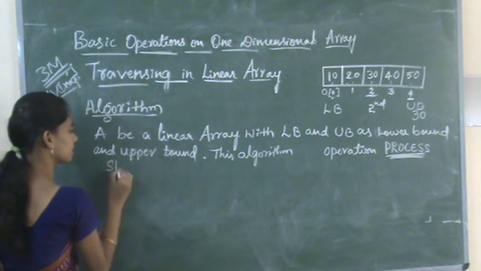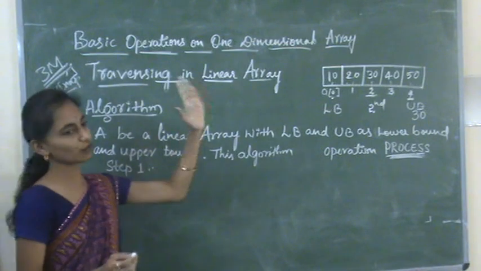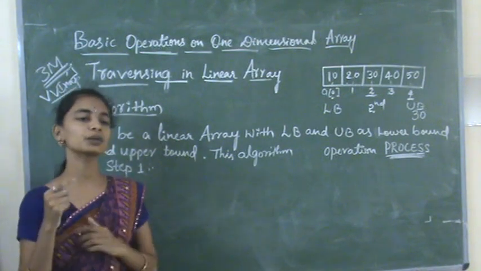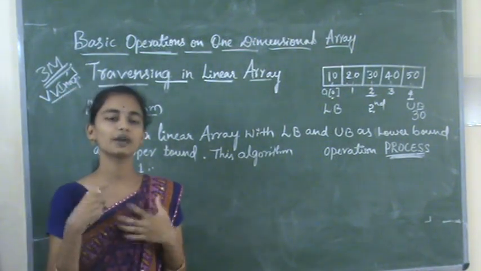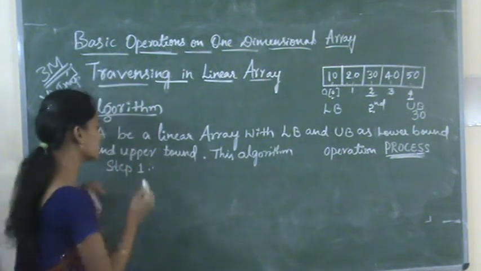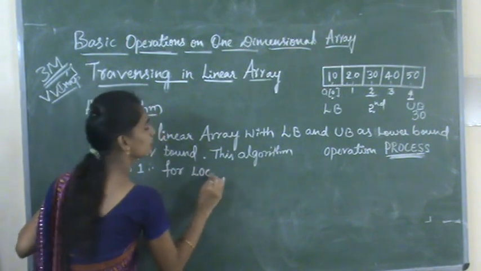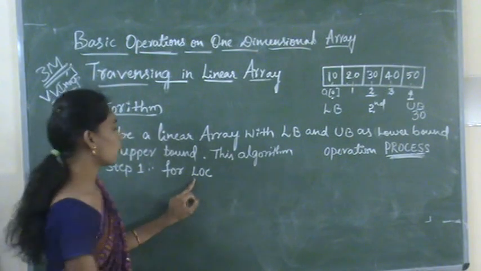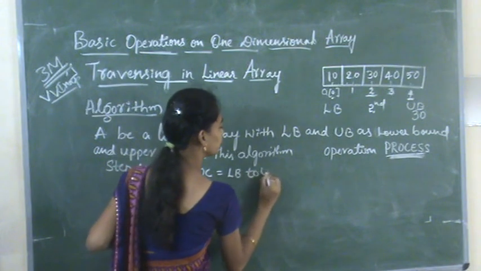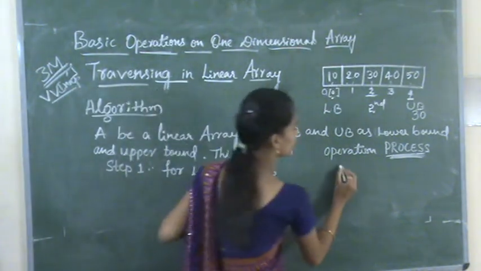So the first step is, now to traverse the array, do you remember the first year array chapter? In that, if we want to access an element, or to write or read an array element, we are using a for loop, right? So here also the first step is for, we are using LOC, meaning location. Location is equal to LB to UB. The meaning of this line is similar to a for loop. You know that, right?